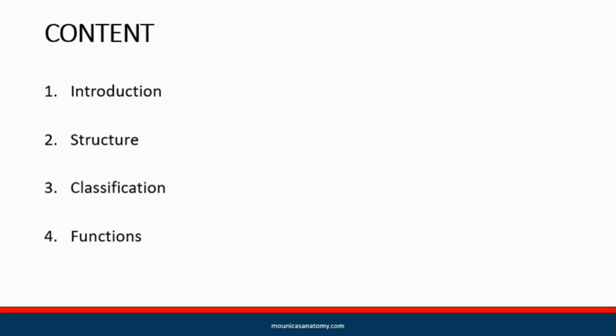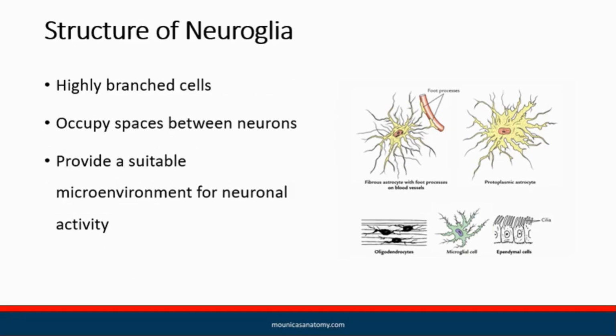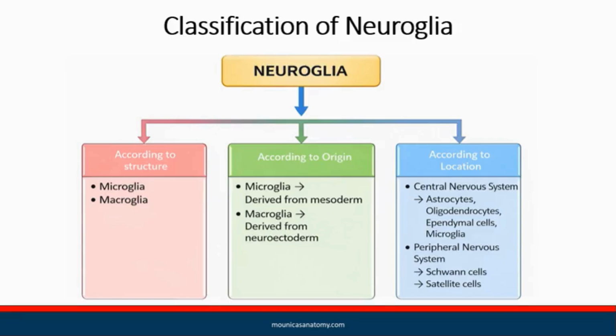Neuroglia, Part 1. Let's study introduction, structure, classification, and functions of neuroglial cells. Neuroglia provide structural and functional support to neurons, do not propagate nerve impulses, are 5 to 10 times more numerous than neurons, and constitute more than half of the brain's weight. Structure: highly branched, occupy spaces between neurons, and provide suitable microenvironment for neuronal activity.